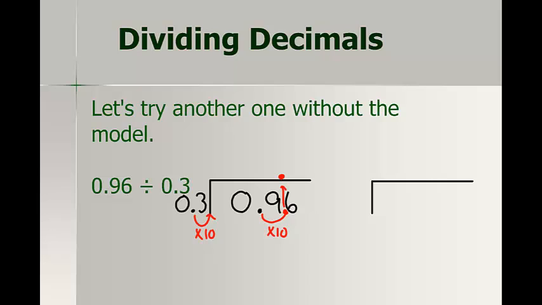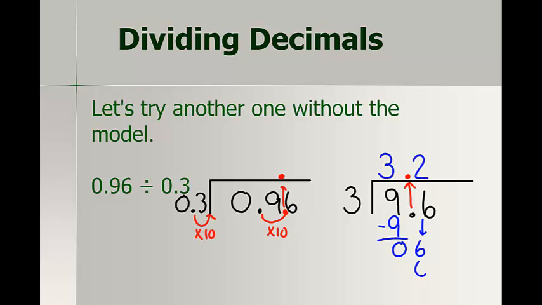Now I have 9 and 6/10 divided by 3. Does this look more familiar? Right. Now we can move the decimal up and do the division problem. 3 goes into 9 3 times. 3 times 3 is 9. We subtract, and we have 0 and bring the 6 down. 3 goes into 6 2 times. 2 times 3 is 6. We subtract, and we get 0. Great.